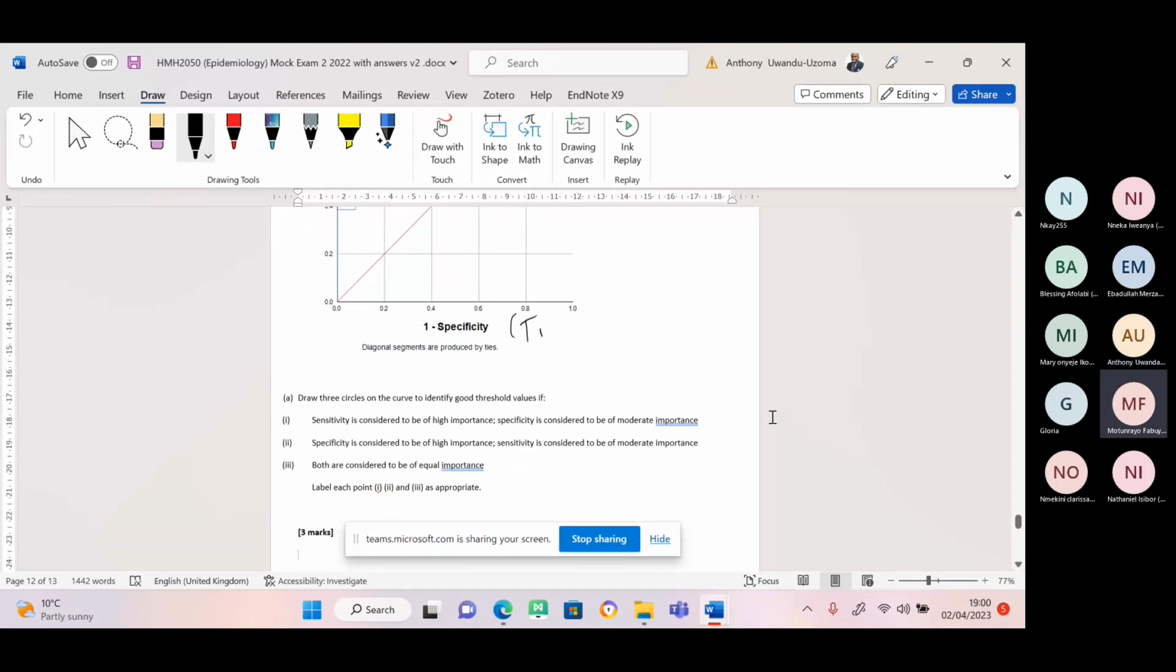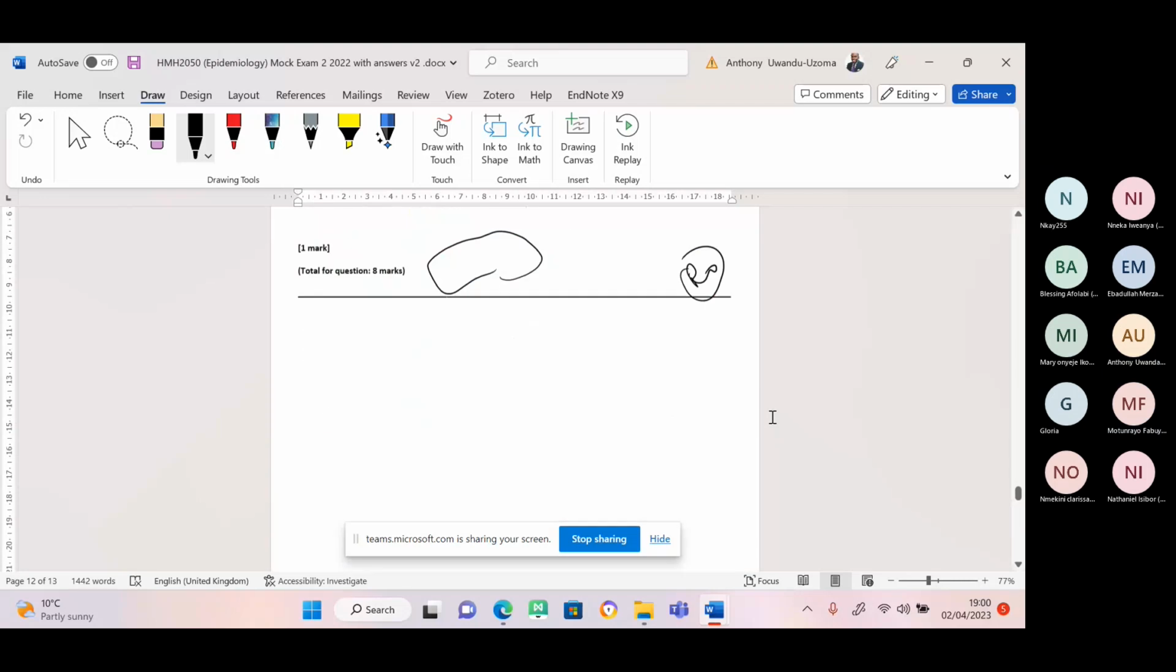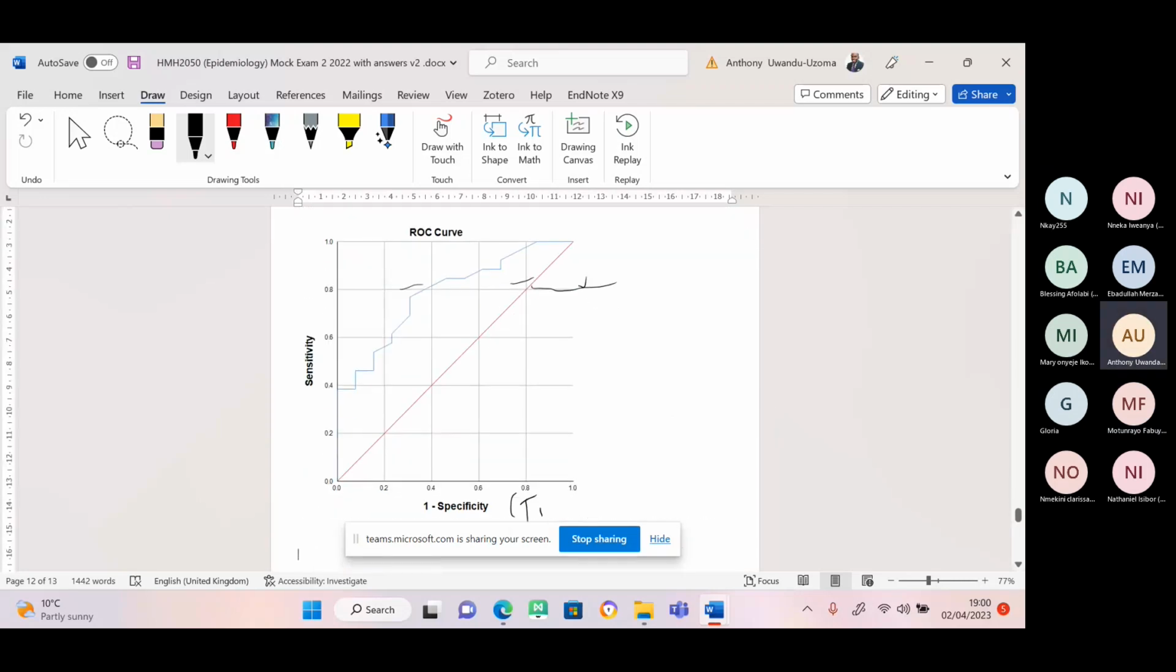Question number B says specificity is considered to be of high importance, and sensitivity is considered to be of moderate importance. Specificity is of high importance, and the other one is of moderate importance. For me, it will be at this point where sensitivity is about 0.6 and specificity is about 0.2. Yes, somewhere around there. Okay, that's good.